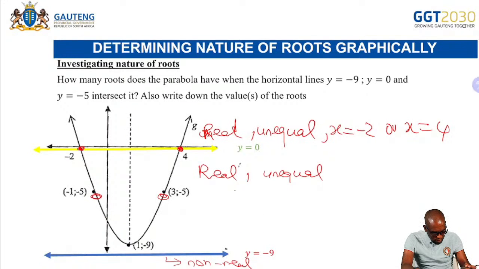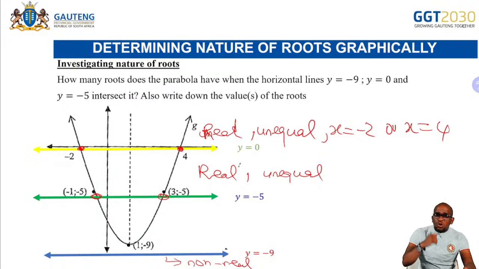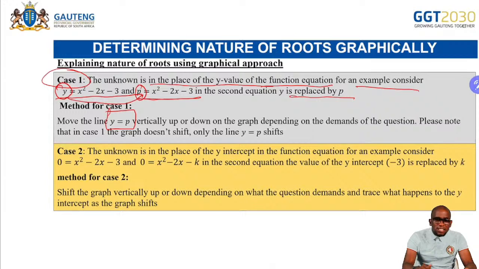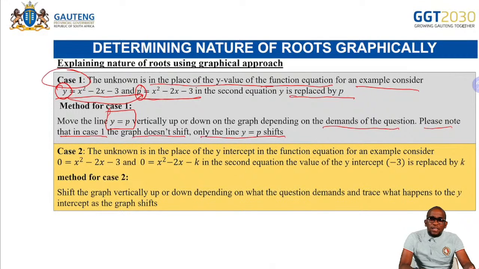If you still remember, what I was doing here was moving this line up and down. So you are going to be doing that in the function that is given, such that you are able to interpret what the question wants from you. You move the line vertically up and down depending on the demands of the question. Please note that in this case, the graph does not shift, only the line y equals p shifts. So you'll be moving that line y equals p like that.